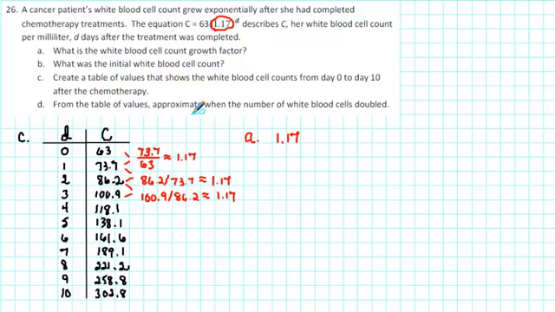What was the initial white blood cell count? Well, the initial blood cell count occurs on day 0. We look at day 0 and we see that the blood cell count is 63. We could also get that from the equation. If we substitute 0 for D, we get 1.17 to the 0, which is 1. 1 times 63 is equal to 63. So our answer for part B is 63 cells per milliliter.